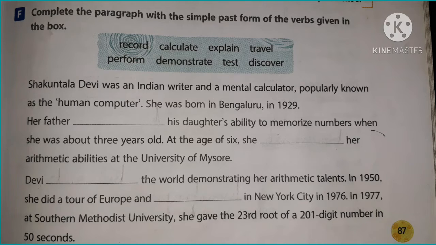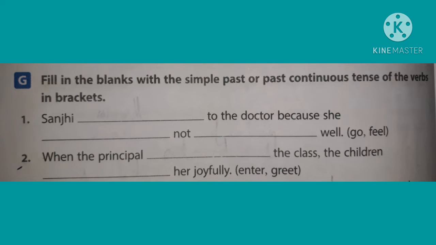So use these simple past forms wherever necessary. Do it yourself. Page number 88, activity G. Fill in the blanks with the simple past or past continuous tense of the verbs in bracket. For the simple past, we have to use the second form of the verb, and for the past continuous tense, we have to use subject plus was or were plus ing form of the verb. First one, Sanji blank to the doctor because she blank not blank well. Go and feel are the verbs given in bracket.